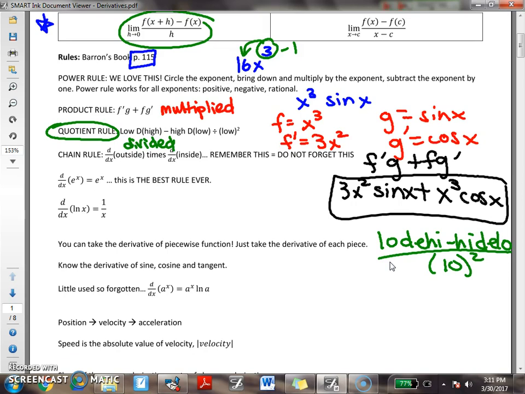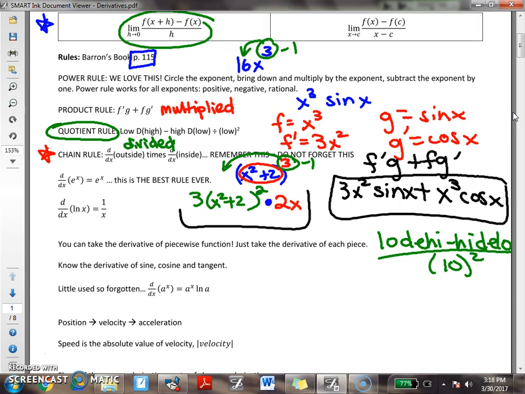Okay, chain rule, this is going to be used a lot. Okay, so a quick example. Let's say we have x squared plus 2 to the third power. Okay, so we just treat it like normal, circle the exponent, bring it down, subtract 1, so I have 3 times x squared plus 2 to the second power. But then we have to times it with the derivative of what's inside the parentheses. The derivative of x squared plus 2 is 2x. So this whole thing is the answer. This whole thing is the derivative.